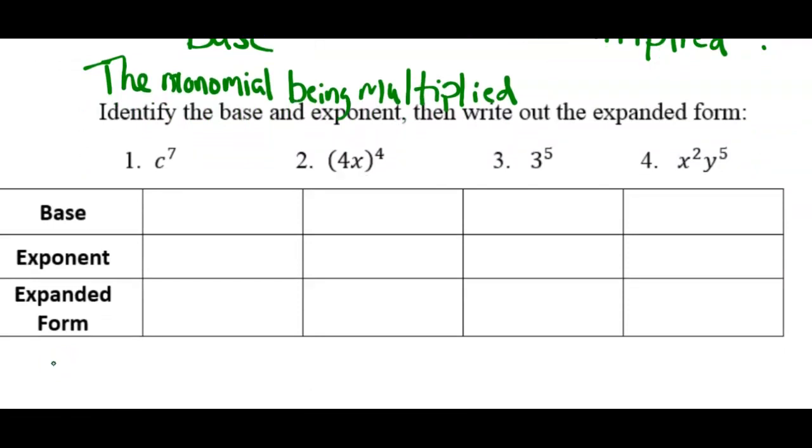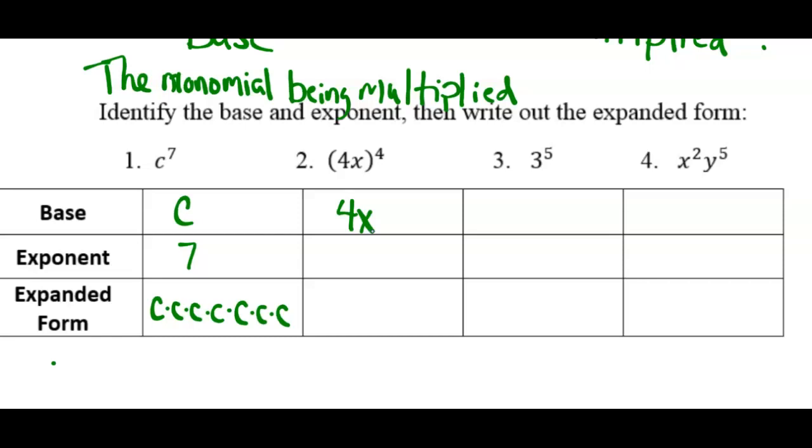So if I'm looking at c to the 7th, my base is c, my exponent is 7, and if I were to write that out, I would write c times c times c times c times c times c times c. 1, 2, 3, 4, 5, 6, 7. Good. Okay. Now, for number 2, what's my base? My base, because the 4 is attached to the parentheses, is everything inside the parentheses. 4x is my base.